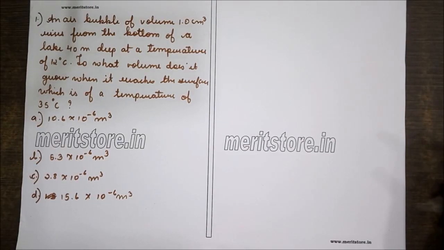An air bubble of volume 1 centimeter cube rises from the bottom of a lake 40 meters deep at a temperature of 12 degrees Celsius. To what volume does it grow when it reaches the surface, which is at a temperature of 35 degrees Celsius?